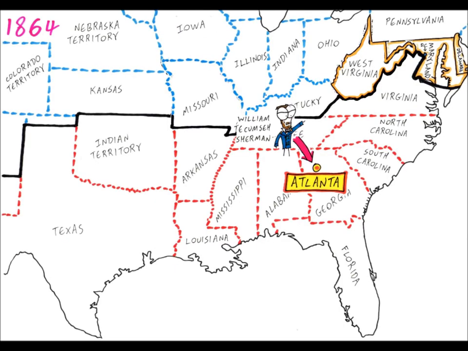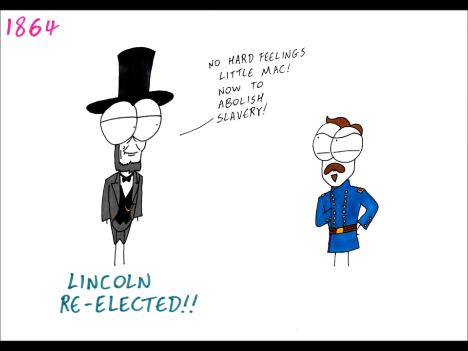Meanwhile, Union forces under William Tecumseh Sherman moved from Chattanooga and captured Atlanta, Georgia in September 1864. Other Union forces swept along the Shenandoah Valley, fighting the other remaining Confederate army, ultimately defeating them. That November, Abraham Lincoln was re-elected president, defeating Democrat candidate George McClellan.